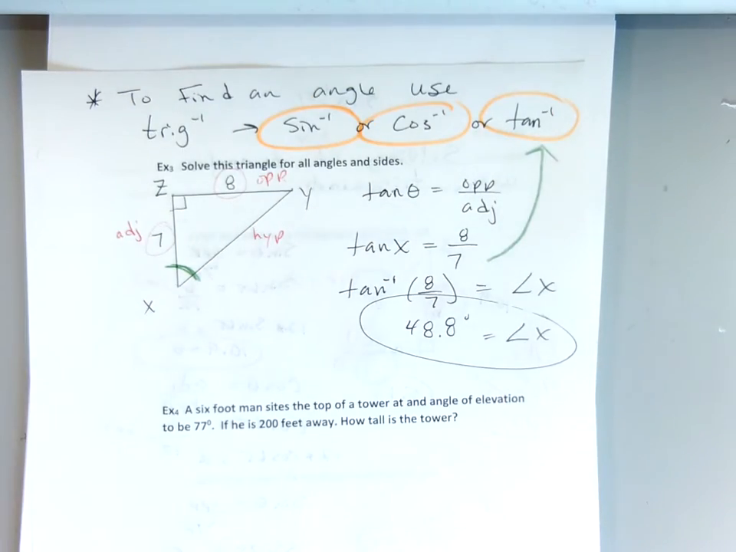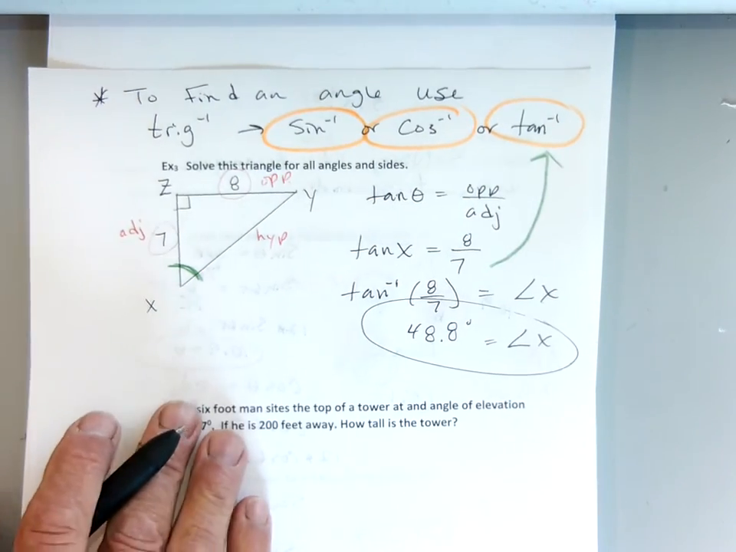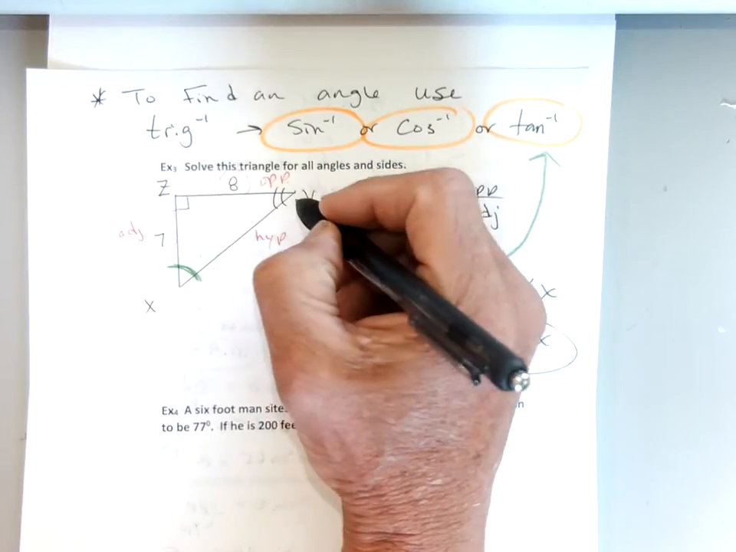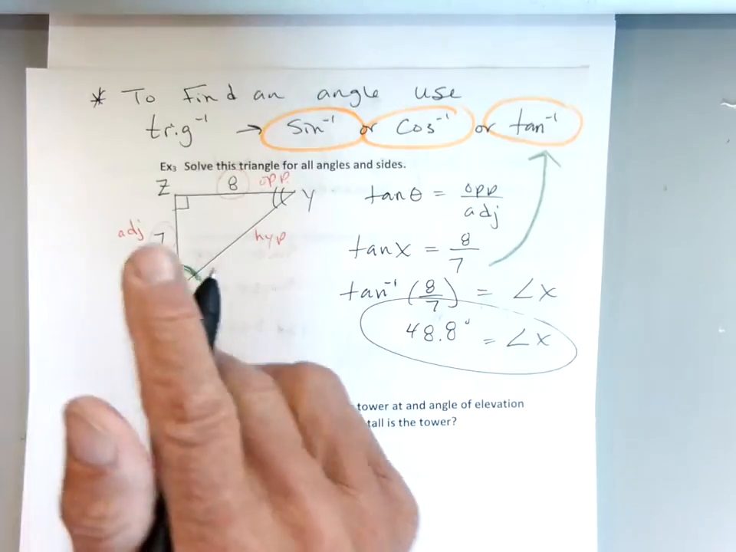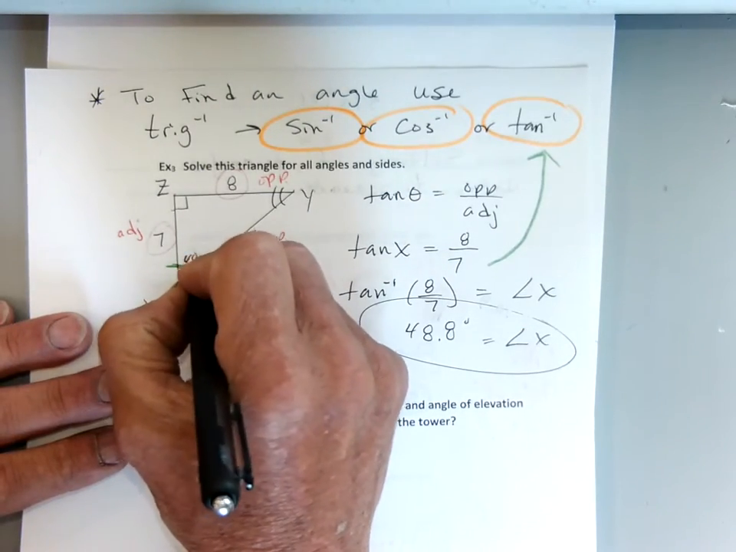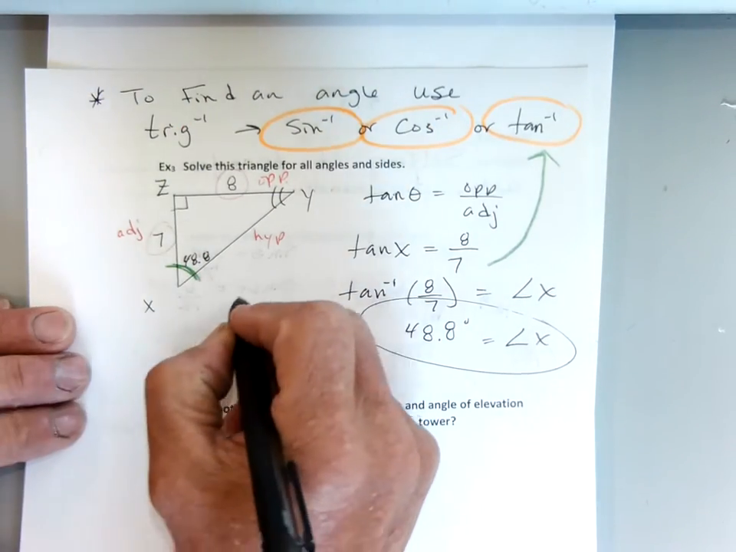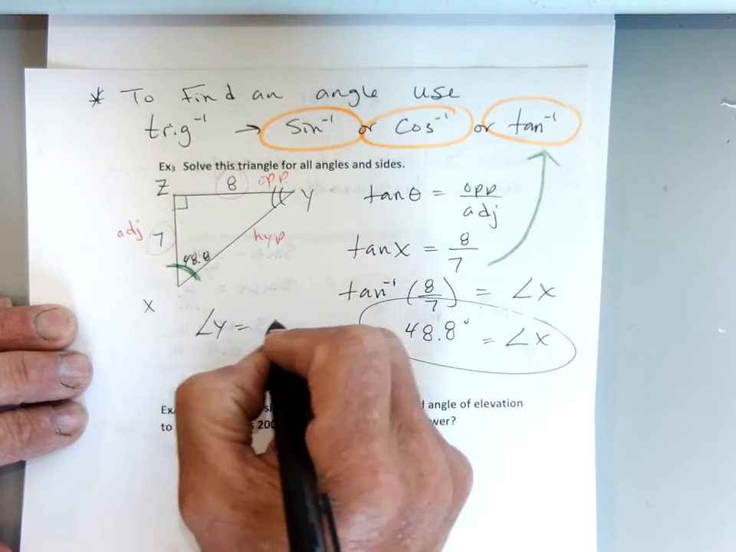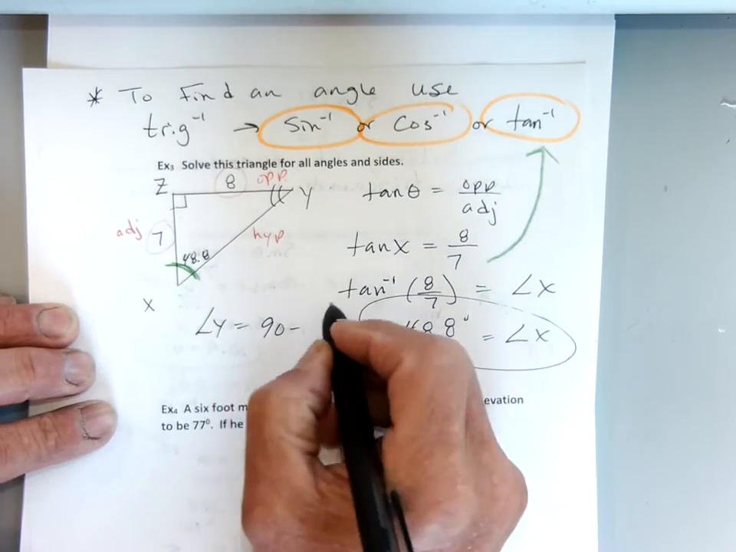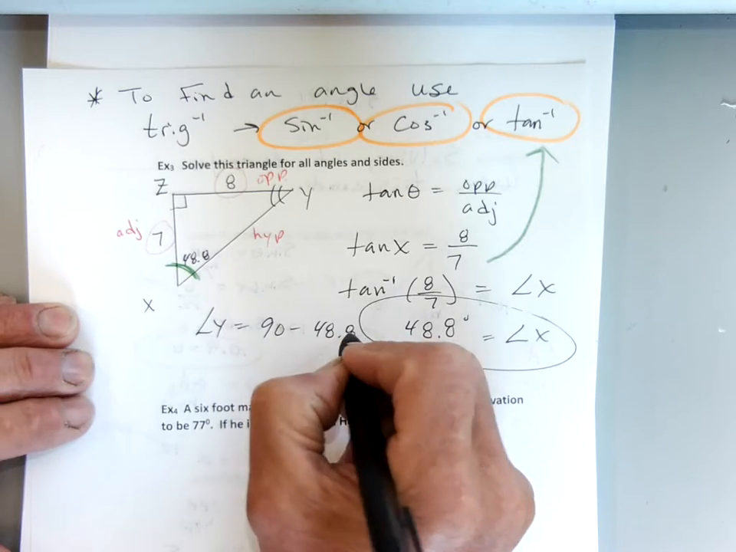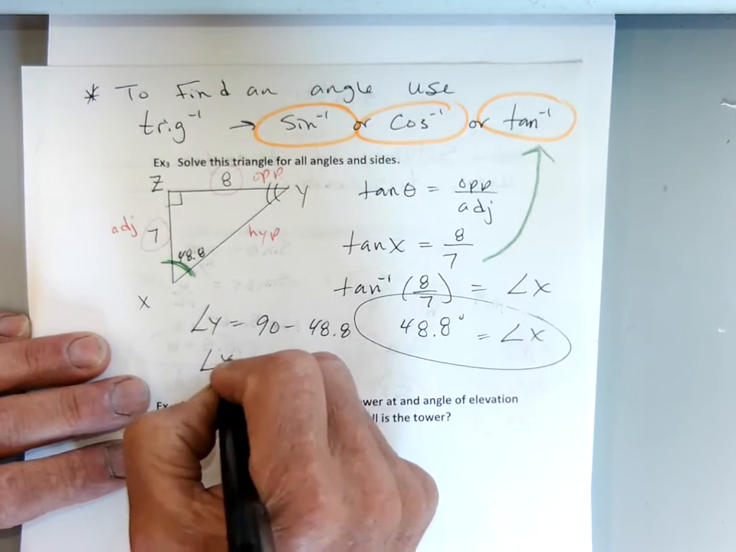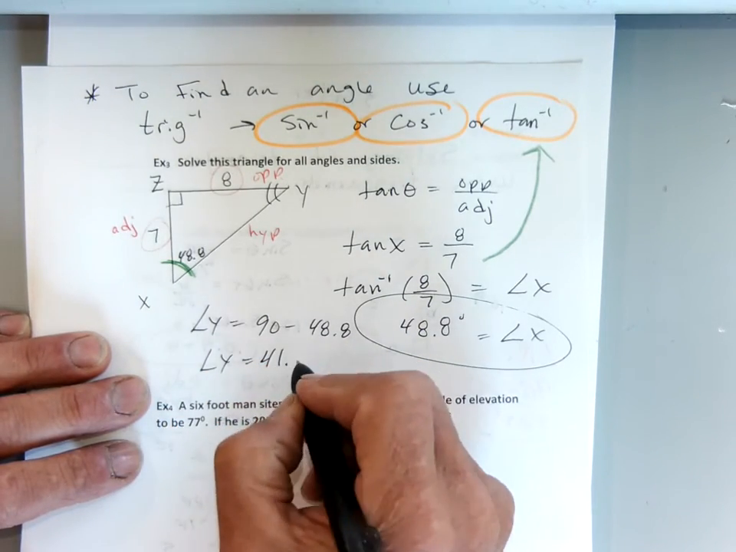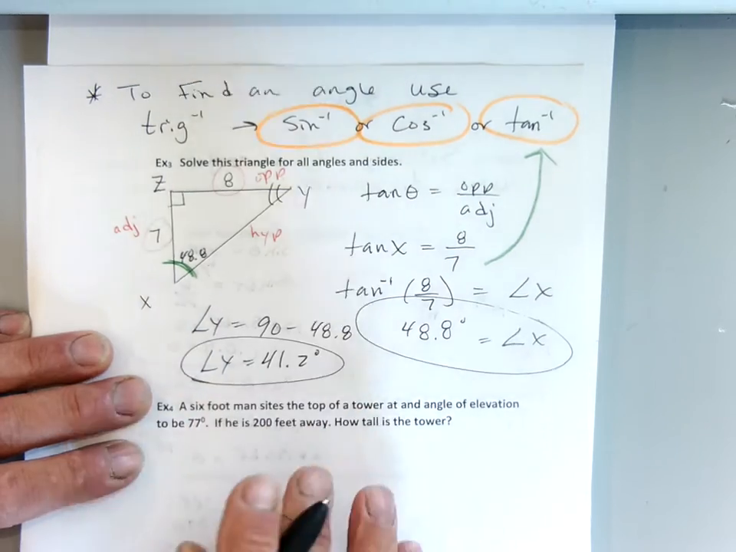All right, now let's see then if we can find angle y. How would you find angle y? Well, these two have to add up to 90, right? 48.8, so angle y is equal to 90 minus my 48.8. All right, so we just go 90 minus 48.8, and I get 41.1. So angle y equals 41.2 degrees, okay?